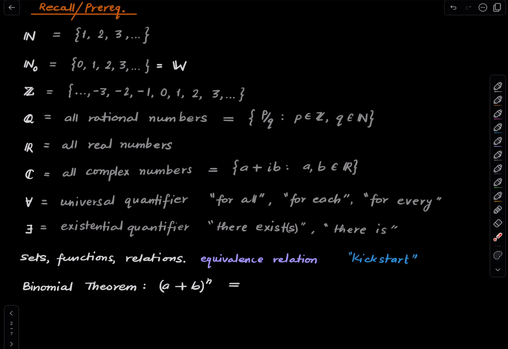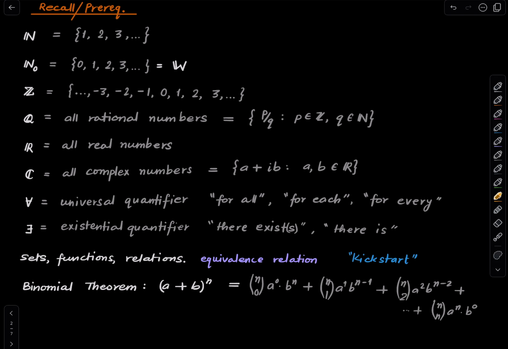So what is the binomial theorem? It says that this can be expanded in the following way. This is nothing but n choose 0, which I will talk about what that notation is, a to the power 0, b to the power n, plus n choose 1, a to the power 1, b to the power n minus 1, plus n choose 2, a to the power 2, b to the power n minus 2, and so on, up to n choose n, a to the n, b to the 0.